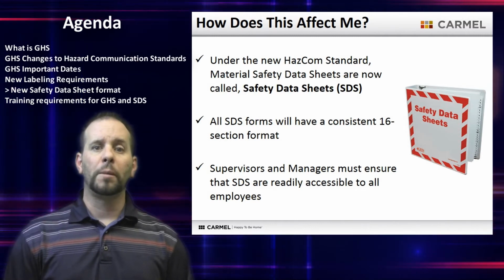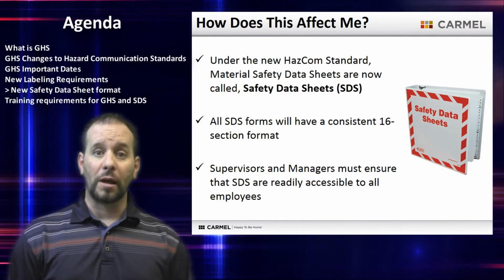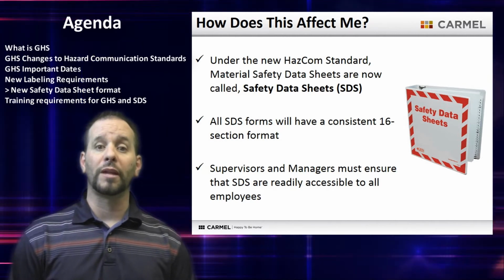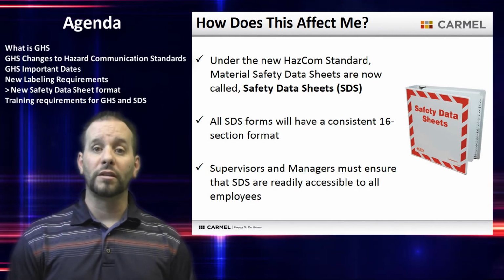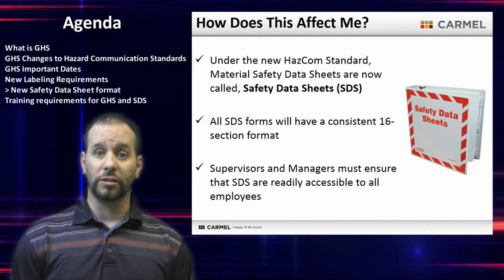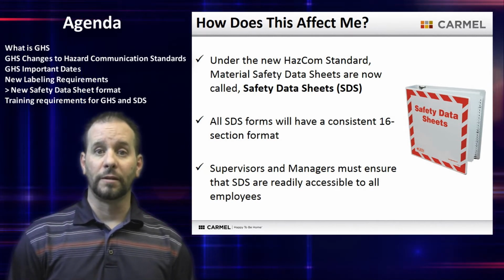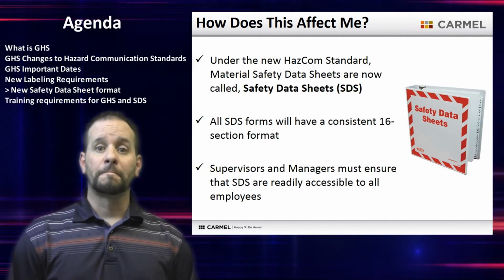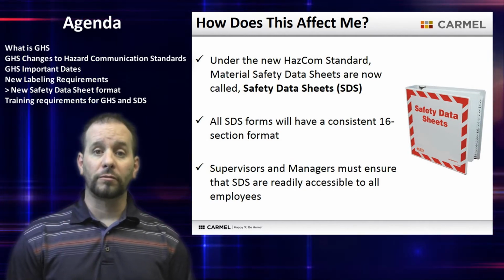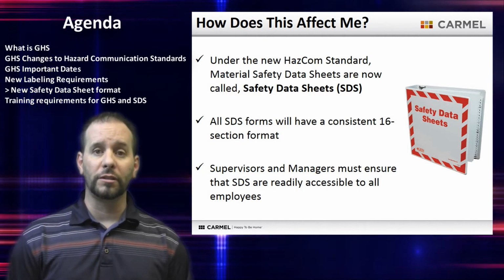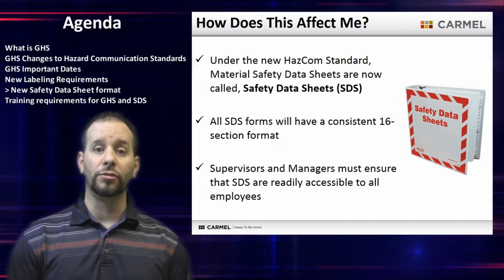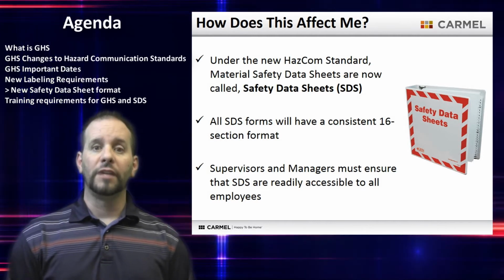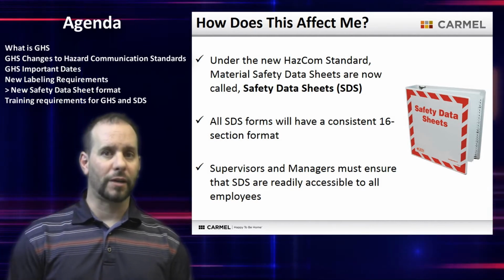Going forward, when we purchase chemicals from our suppliers, whether they're chemicals that we're currently using or chemicals that we would like to try, we need to request the new safety data sheets from those suppliers in order to make the change in time. When you order a new chemical or a chemical we're currently using, you simply ask them if they have the new safety data sheet format for that chemical. If they do not at the time, it is okay.